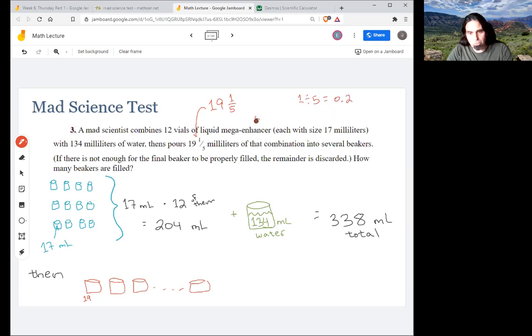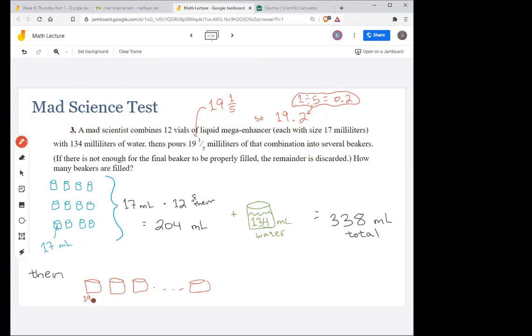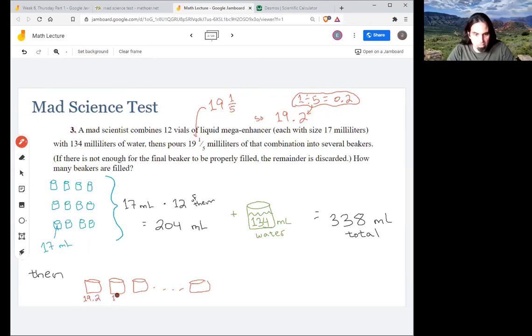And so 19 and the 1/5 just becomes a 0.2. The 19 kind of hangs out in front while I change my fraction into the decimal. Does that make sense? Yeah. So each of these is 19.2.